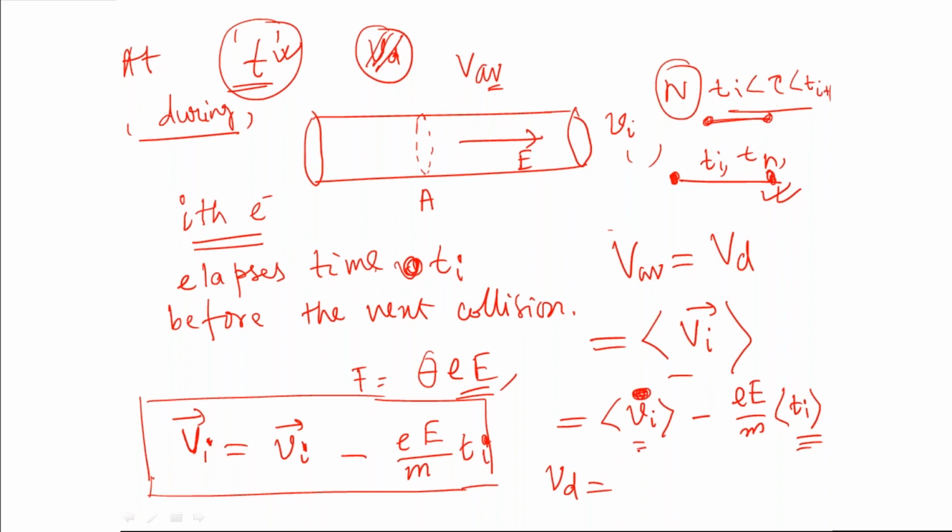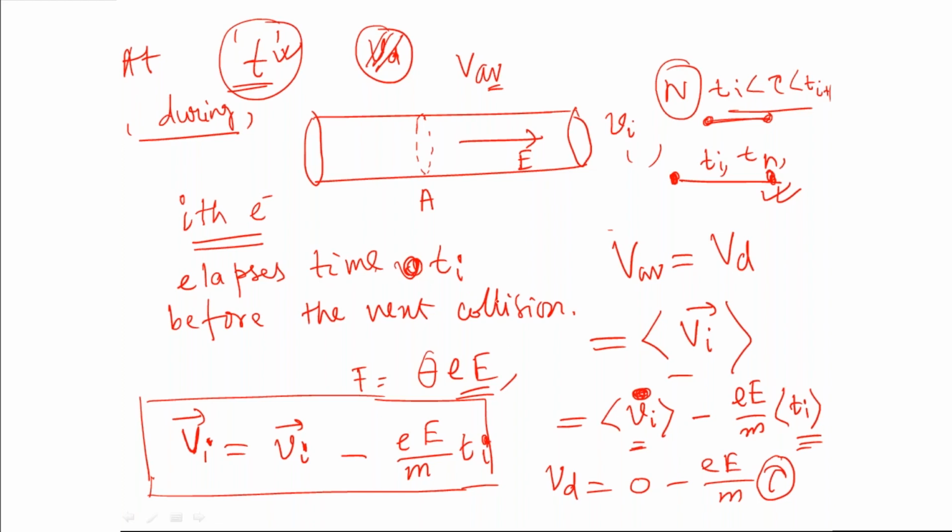So look, this velocity is a random velocity, and if you take an average of any random quantity, that will give you zero. And this is a constant term, I'll just keep it as it is. And this average of t I'm just writing as tau. So what is this tau called? This tau is actually called relaxation time.